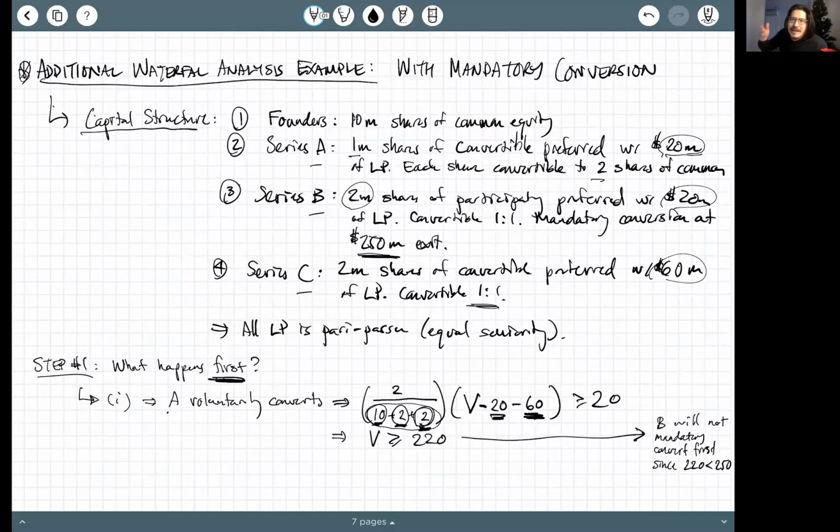The only thing is that basically what that's saying is participating preferred gets to keep this while getting this until they're forced to convert. And the moment they're forced to convert, they'll still get this, but they're going to lose this.